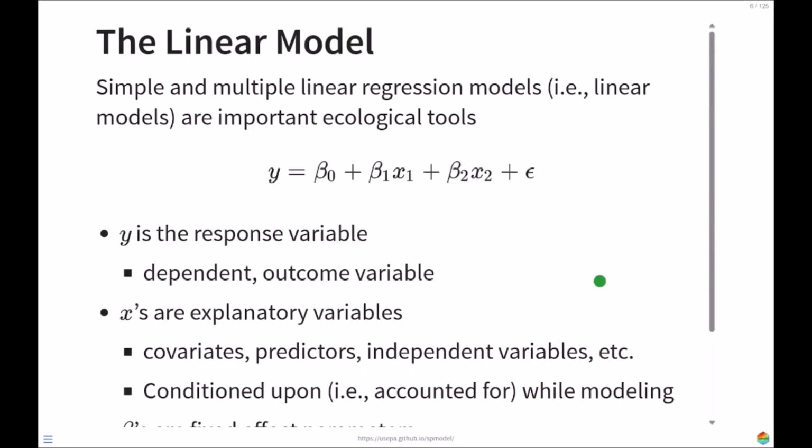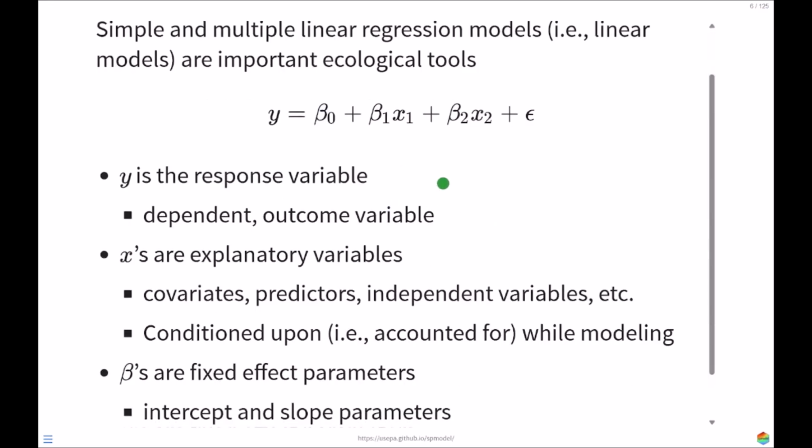Okay, so the first thing that we're going to talk about is the linear model. So simple and multiple linear regression models, in other words, linear models, are really important ecological tools. They're generally written with this structure here. We have y, which is our response variable, sometimes called the dependent or the outcome variable. We have these x's, which are explanatory variables, sometimes called covariates, predictors, independent variables, and so on. These things are typically what we're interested in associating with our response variable y.